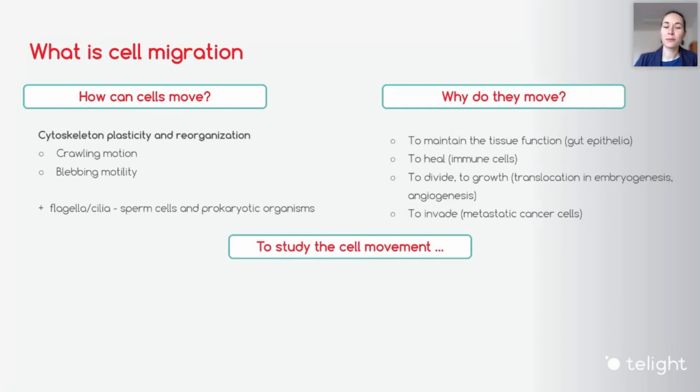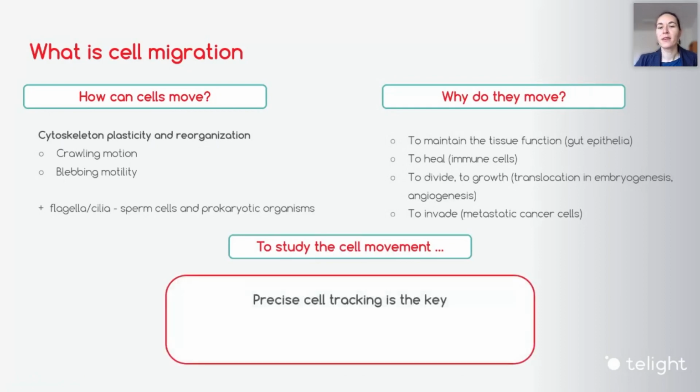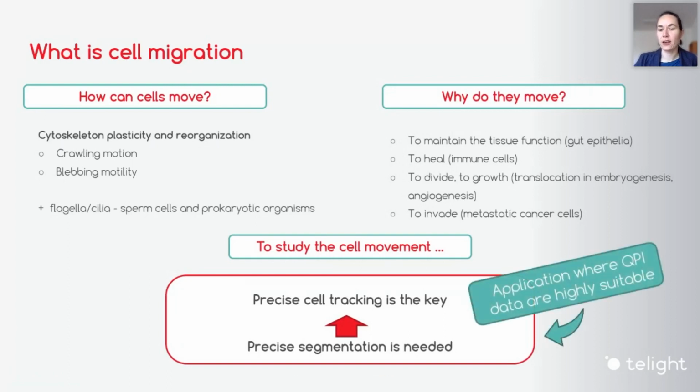If you want to study cell movement, precise cell tracking is the key here. And to precisely track objects in the images, you need precise segmentation to precisely know where the object actually lies. And this is a strong application area for quantitative phase imaging data because of the high quality, high contrast and uniformity in time, especially.